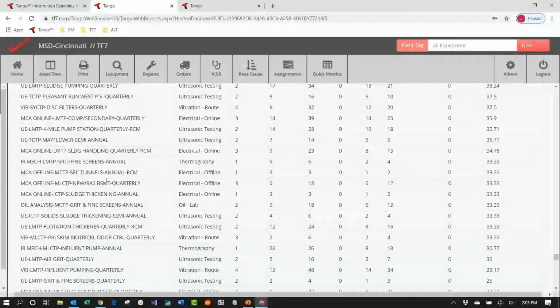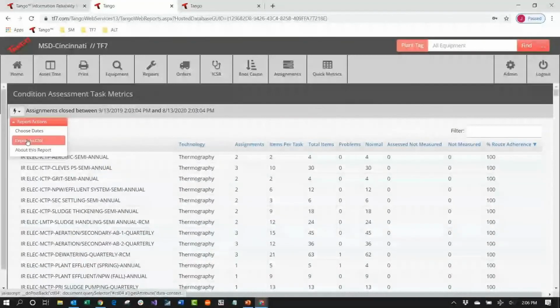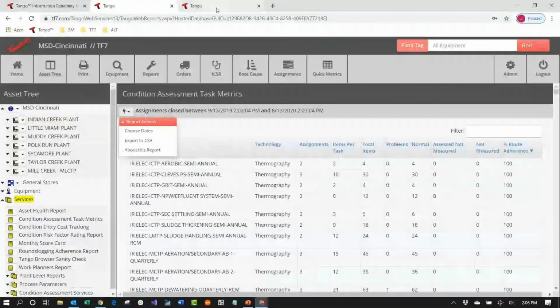to investigate and clean up your program, so that you're really being realistic in what you expect to be on the schedule, so that you don't end up with low numbers because nobody ever expected to monitor those tasks in the first place. On this particular report, you can export this to Excel via CSV file, and so you can actually put this in Excel and play with it in a lot more ways. So that's condition task route adherence and the way to look at those kind of details. If I want to look at rounds logging, walk-around inspection, I'm going to go to a different database.